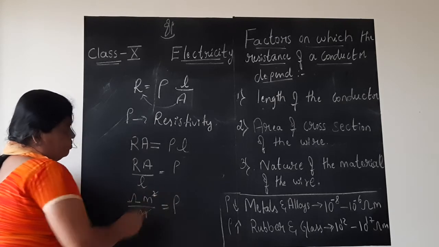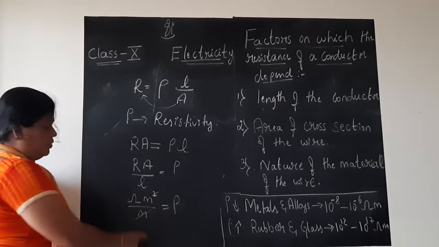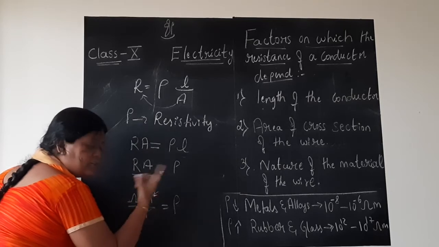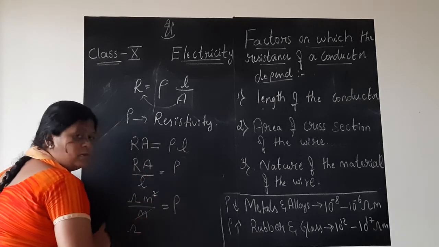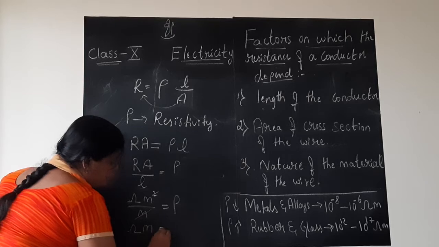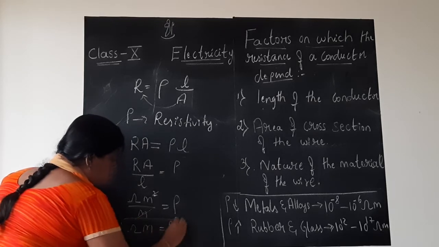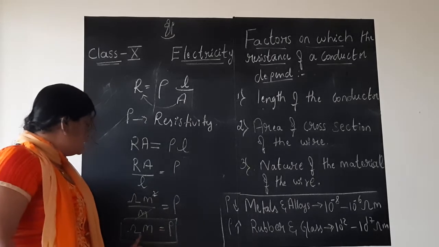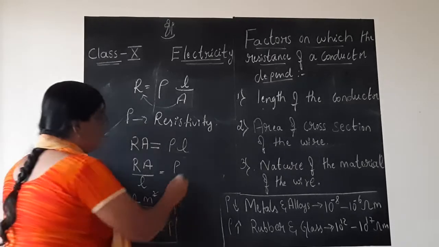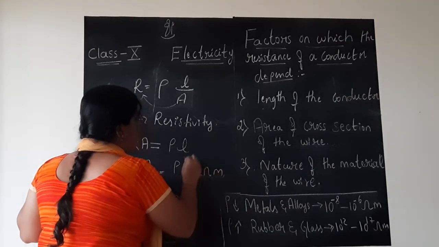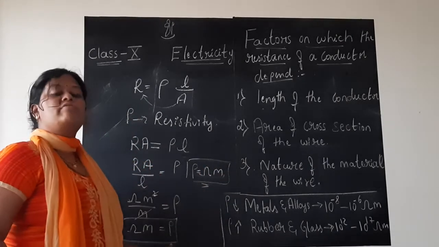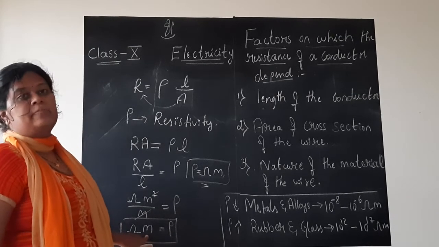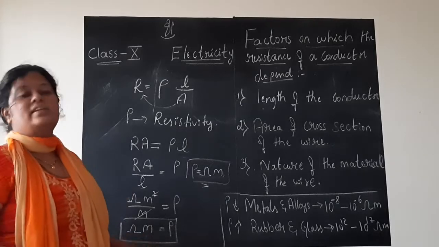Now what happens? Meter and meter square. One m gets cancelled with the denominator. So I am left with 1 ohm as it is. Meter square into m, 1 m I cancel with the denominator. I am left with 1 more m, equal to rho. So this is the unit for the resistivity. Rho is ohm meter. Resistivity is equal to ohm meter. So the unit of resistivity is ohm meter. Don't get confused with resistance and resistivity.